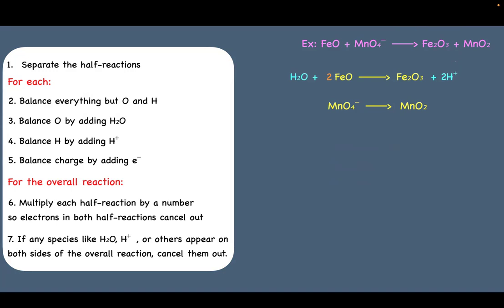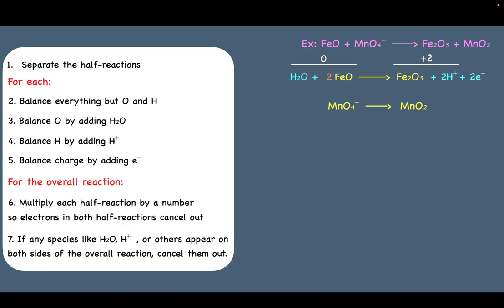And then at last, we have to balance charge by adding electrons. What we have to do is look at the overall charge on both sides of the half reaction. On the left-hand side, the overall charge is 0 because both molecules are neutral. But on the right-hand side, Fe2O3 is neutral, but we have 2 H positive. So the overall charge is positive 2. Because of that, we have to add 2 electrons to the right-hand side. So keep in mind, electrons are always added to the side which has a more positive charge.